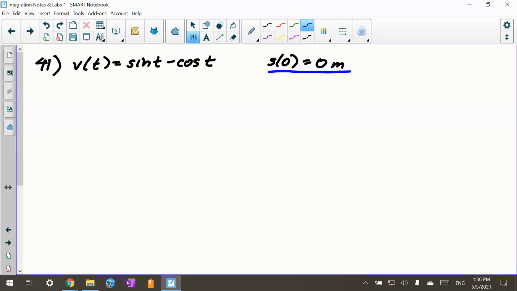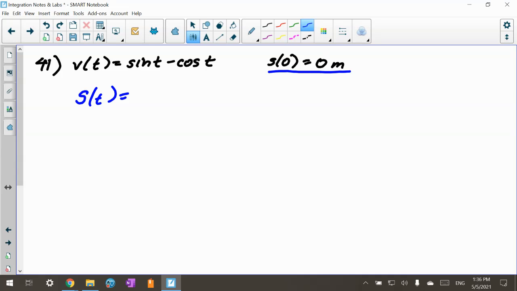All right. It says a particle moves along a straight line with a velocity function v of t equals sine t minus cosine t, and its initial displacement is s of 0 equals 0. So this is where I started from. When the time was 0, I hadn't moved. I'm just at the beginning position. It says find its position function s of t. So we're going to do an antiderivative.